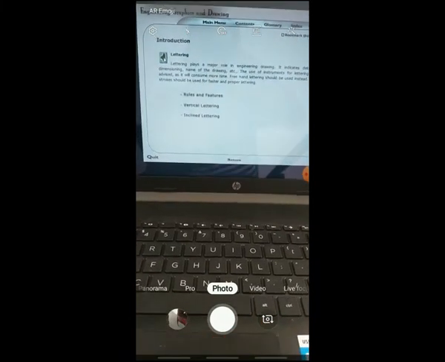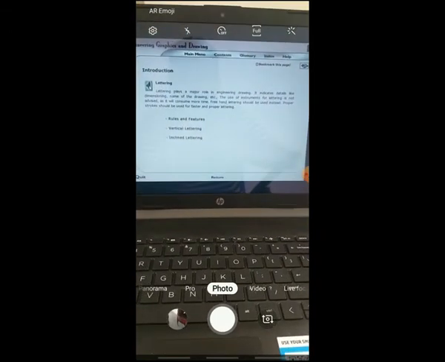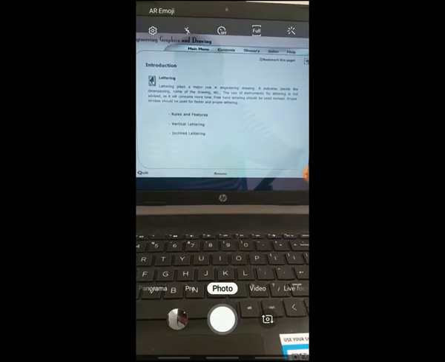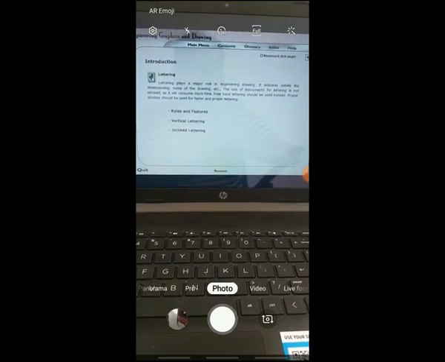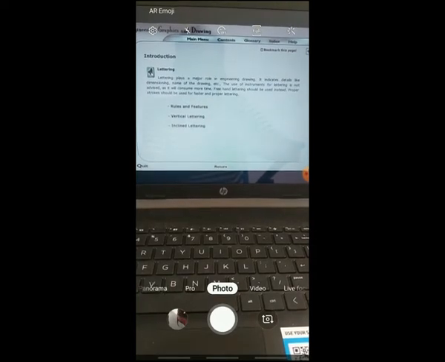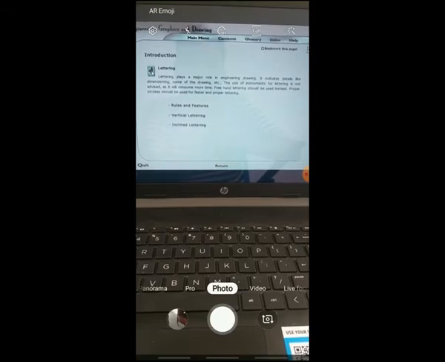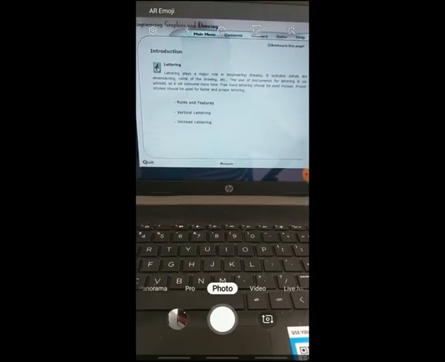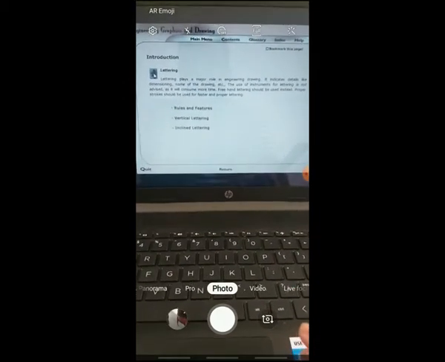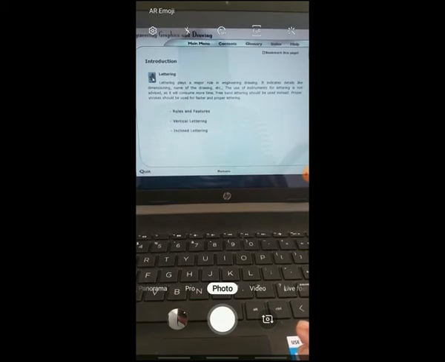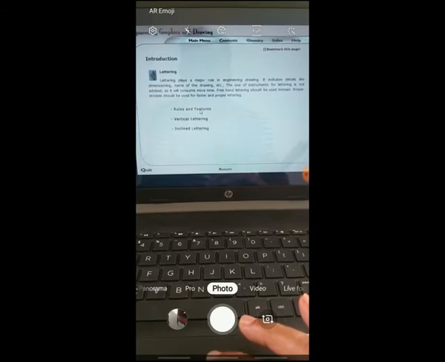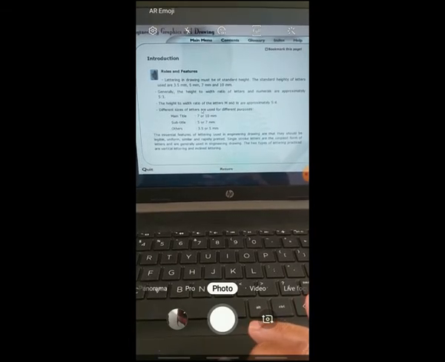Lettering. Lettering plays a major role in engineering drawing. It indicates details like dimensioning, name of the drawing, etc. The use of instruments for lettering is not advised as it will consume more time. Freehand lettering should be used instead. Proper strokes should be used for faster and proper lettering. Next we will discuss the rules of lettering, vertical lettering and inclined lettering. First we are going to learn rules and features.